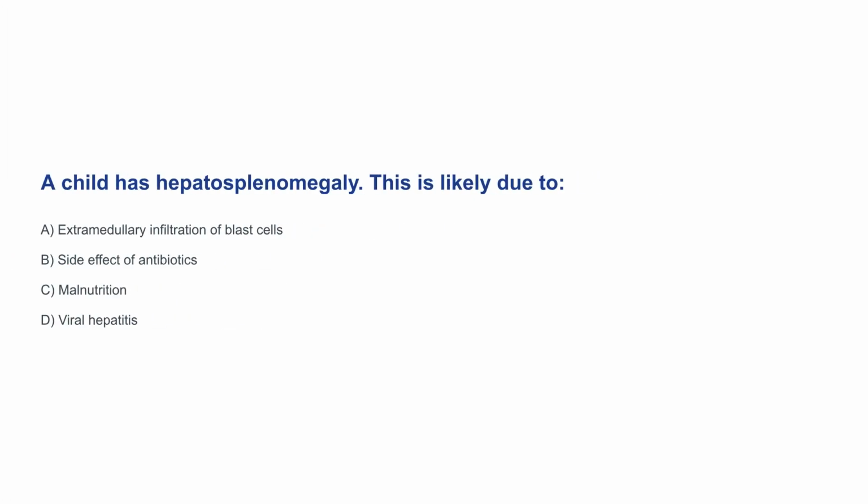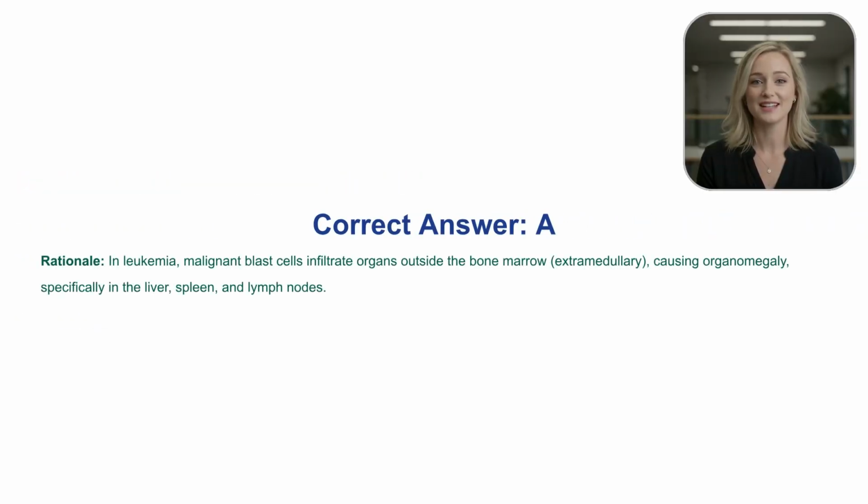A child has hepatosplenomegaly. This is likely due to which of the following? The correct answer is A. Extramedullary infiltration of blast cells. Leukemic cells infiltrate organs outside the bone marrow, causing enlargement of the liver and spleen.